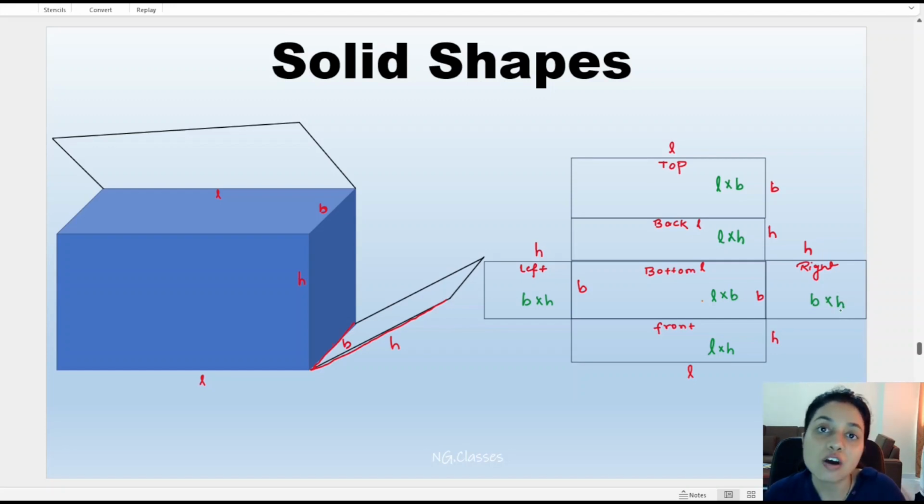Now let's add all of them together. So we will have 2 times (length times breadth plus breadth times height plus height times length). And that's the formula for the surface area of the cuboid.